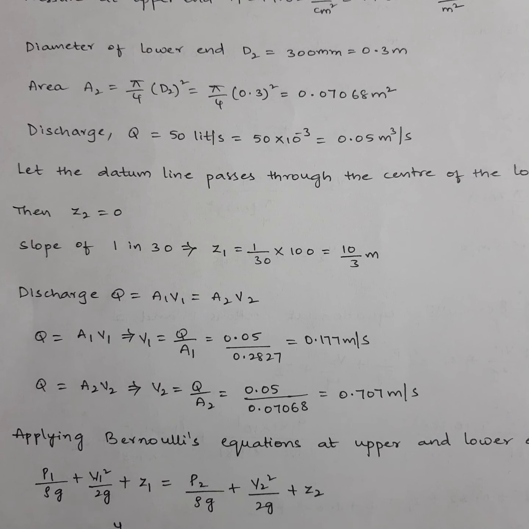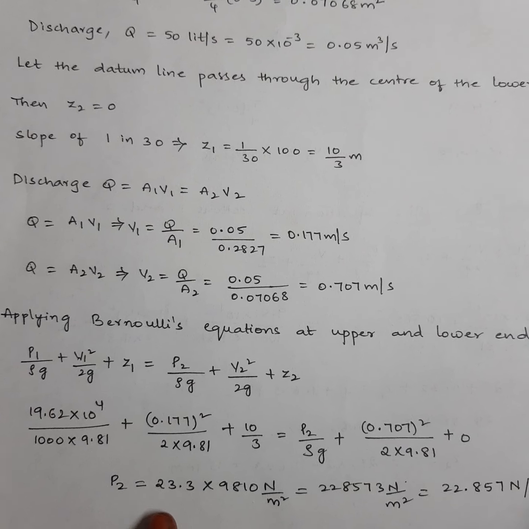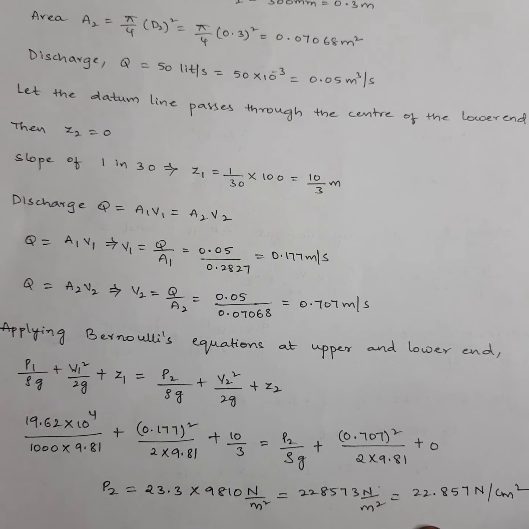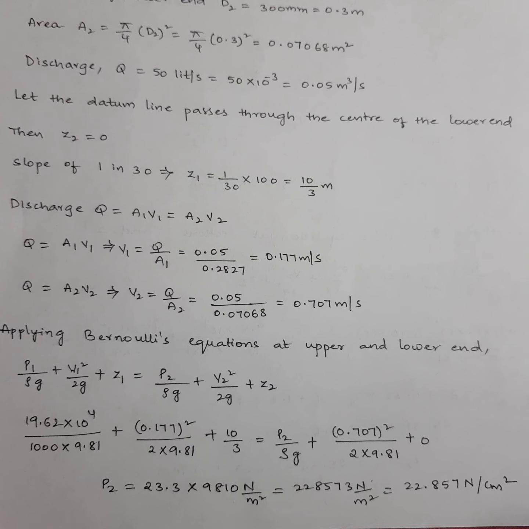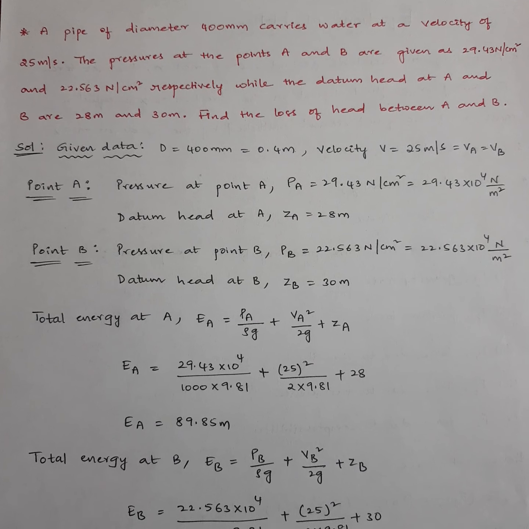Again apply Bernoulli's equation, just substitute all the values. Only p2 is missing, right? So that's all. It is same as the earlier problem, but only thing is here slope is given. That's what you need to be careful about. Okay. So let's see the last model of problem.